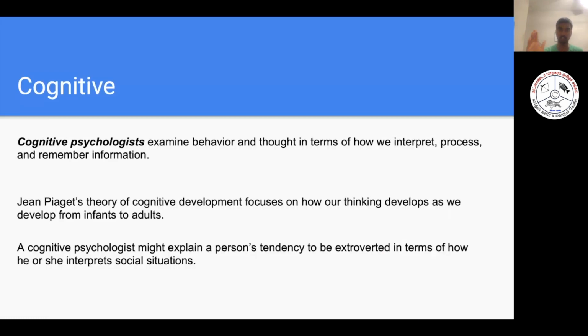Cognitive psychologists examine behaviors and how we interpret, process, and remember information. Jean Piaget, I think he's French, so he has that weird name, has this theory of cognitive development that focuses on how we think. So basically, throughout infanthood to adulthood, how do we change? That's what cognitive psychology is, thinking about how the brain works in a way.